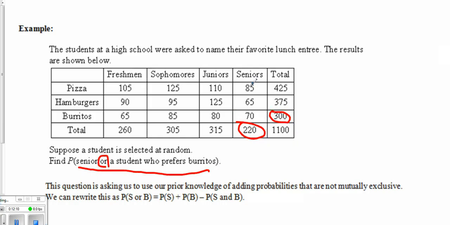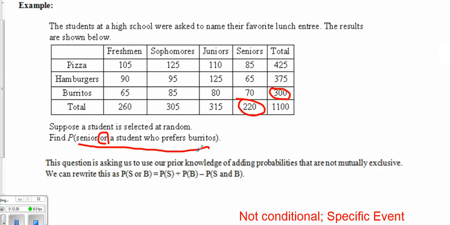Now the problem is, if I count up all the seniors and I count up all the people who like burritos and I add them together, that means I counted some of them twice. I counted the ones who are both seniors and like burritos twice. So we have to break it down into how many people are seniors, which would be 220, plus how many like burritos, well, that's 300, minus how many of them are both seniors and they like burritos. Well, that's this number right here, 70.